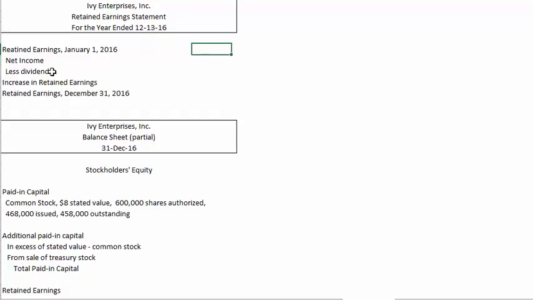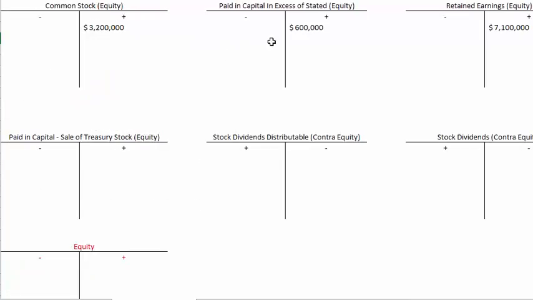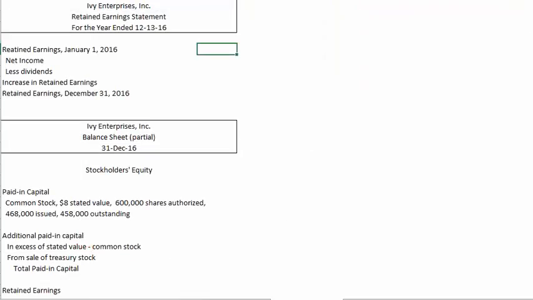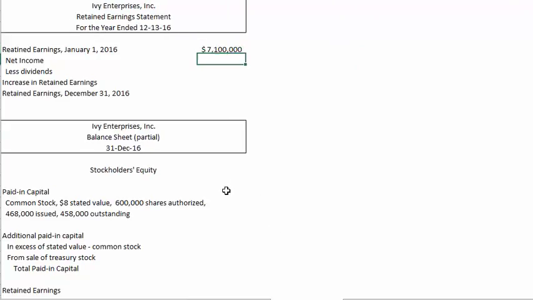And so we start with the retained earnings balance at the beginning of the year, and the place you get that is from, if we go back to the T accounts we created, retained earnings was 7.1 million at the beginning of the year. So that's the account balance given in the problem. So $7,100,000 was given to us as a beginning balance.